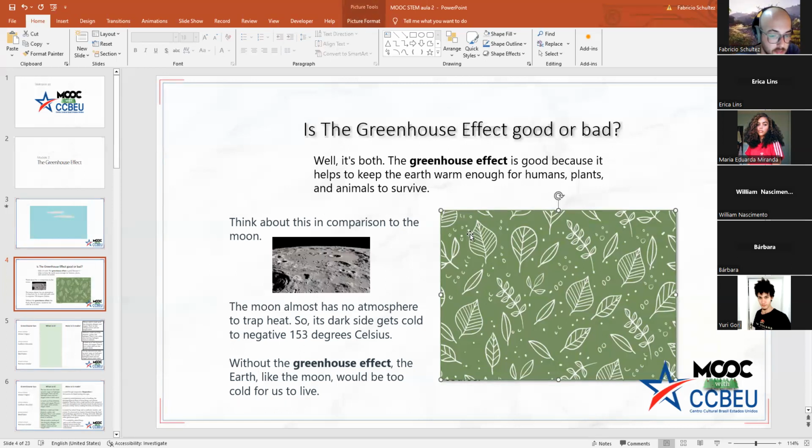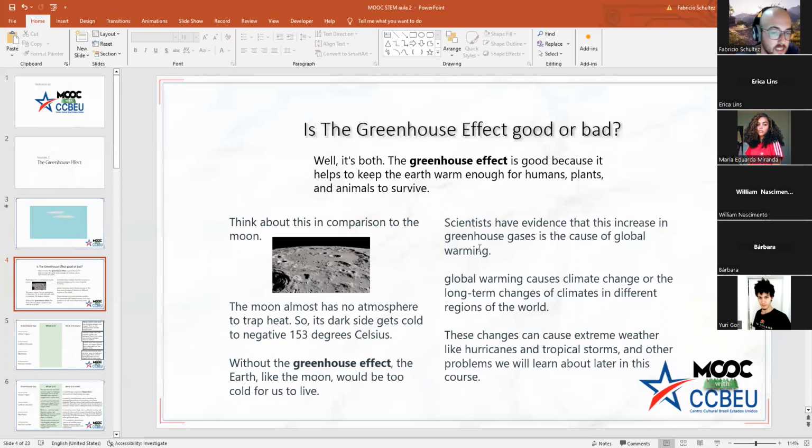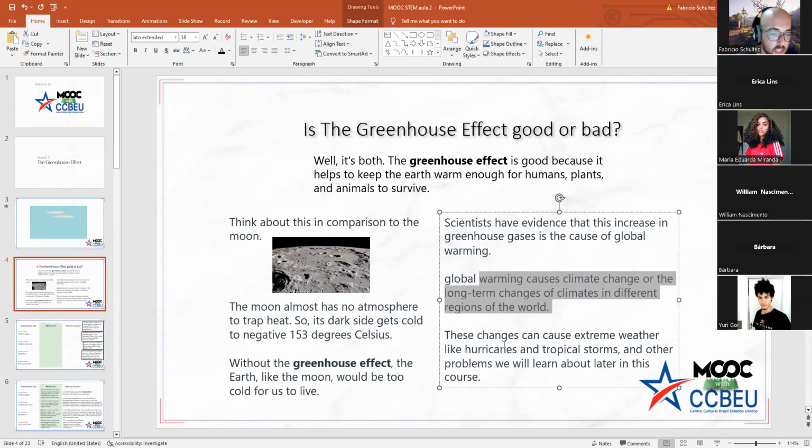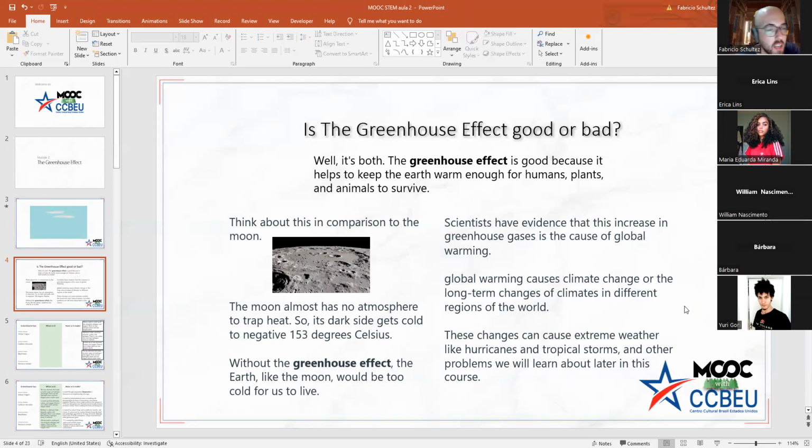All right. So that's the good part of the greenhouse effect. However, as always, scientists have evidence that this increase in greenhouse gases is the cause of global warming. Okay, so global warming, as we saw in the last class, causes climate change, or the long-term changes of climates in different regions of the world. What does this mean? These changes can cause extreme weather like hurricanes and tropical storms and other problems we will learn about later in this course. So, yes, it's good, but too much of anything is bad, is terrible for you. Okay, fantastic. So that is the greenhouse effect.